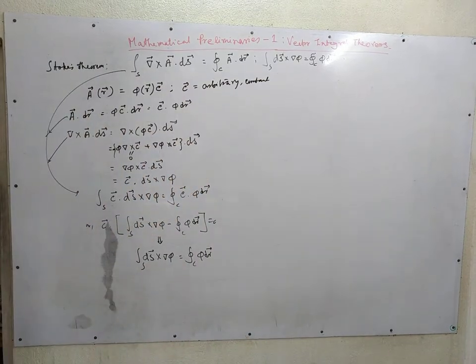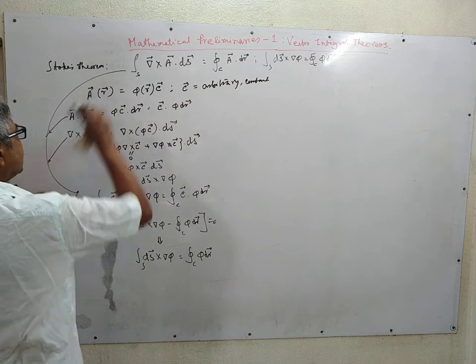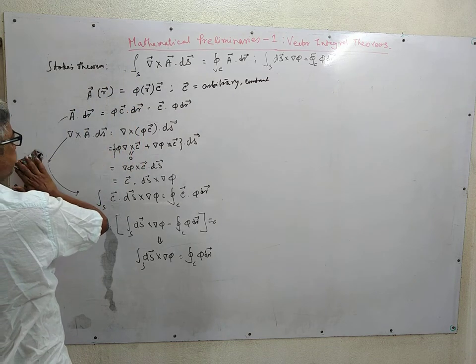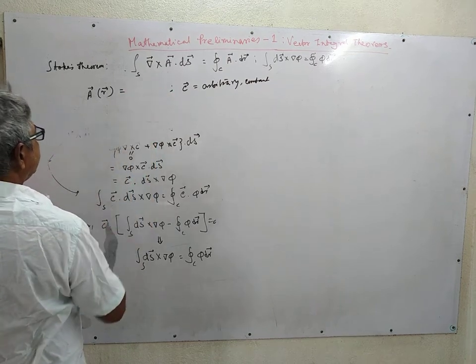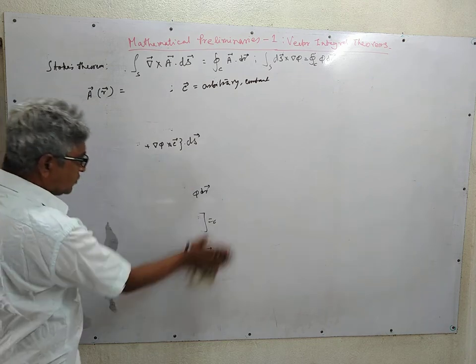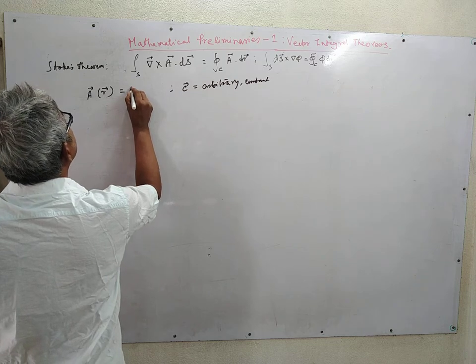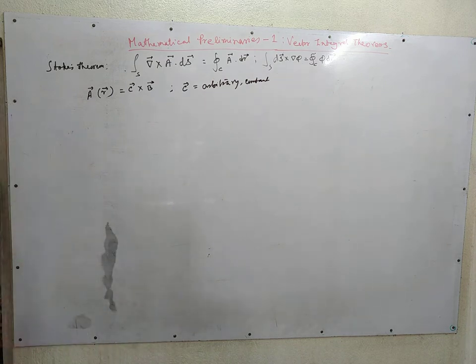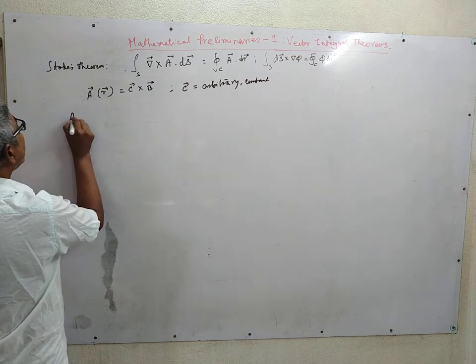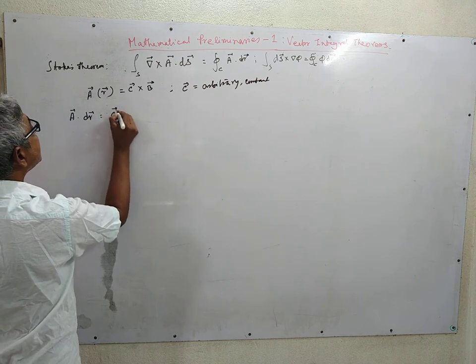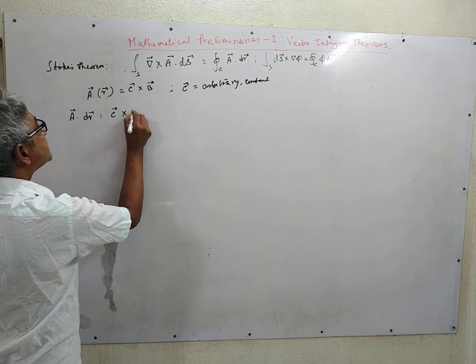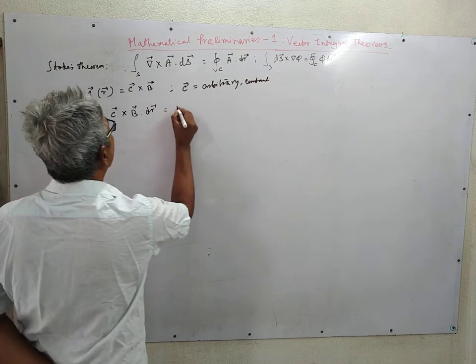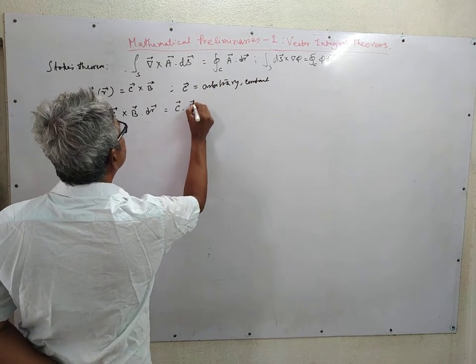This is one thing. Another form is when one writes A as the cross product of two vectors, of which obviously one is an arbitrary constant vector C. So we write it as C cross B, where C is again an arbitrary constant vector and B is another vector field which possesses properties similar to that of A. Coming to the right hand side, A dot dr now becomes C cross B dot dr, which can be written as C dot B cross dr.